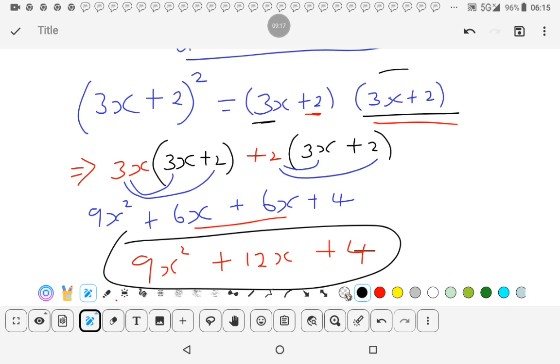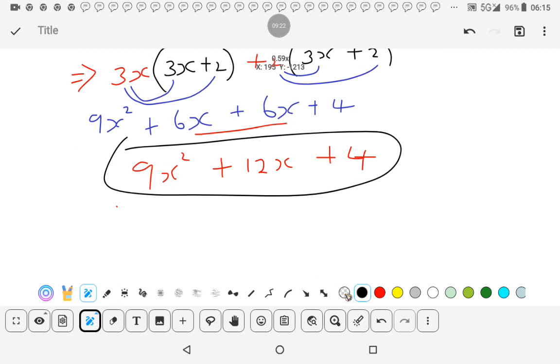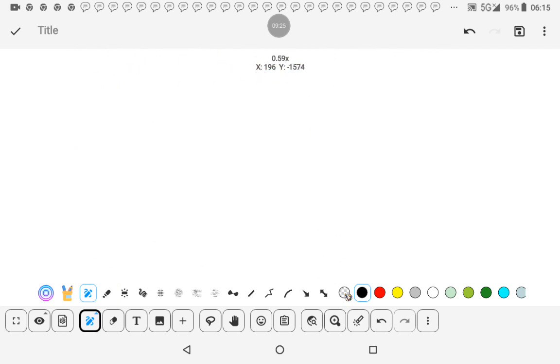So what if you have a negative sign at the middle? This is what I mean. What if you have a minus b all squared? If you have a negative sign at the middle, it is called difference of two squares.